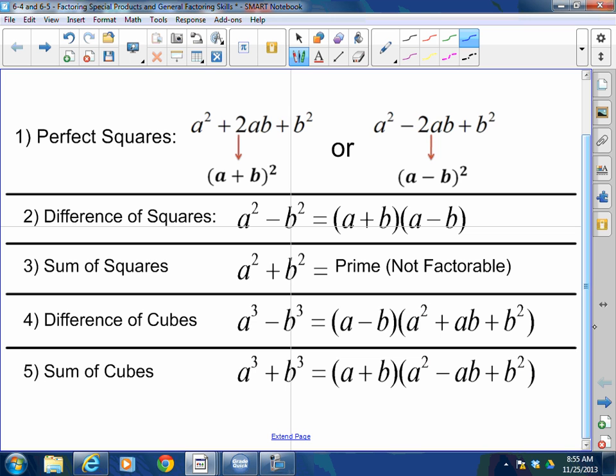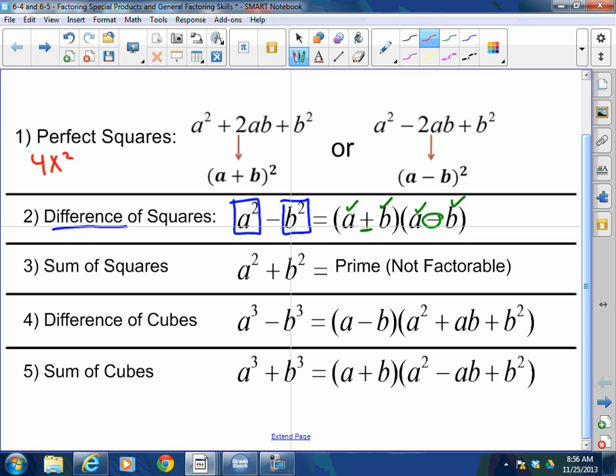I'm sorry, you have to memorize a difference of squares. But man, is it easy. If you have a perfect square minus another perfect square, you're just going to take the square root of the first plus the square root of the second, times the square root of the first minus the square root of the second. And you are done.